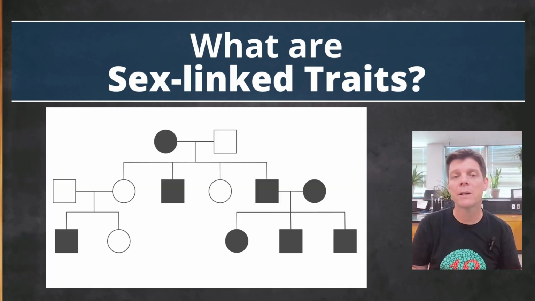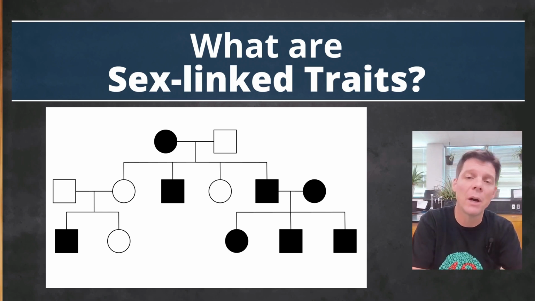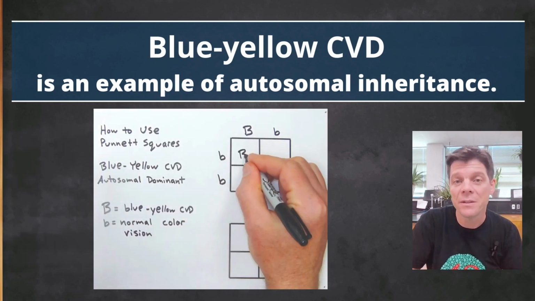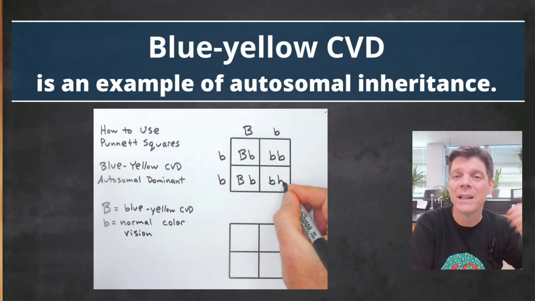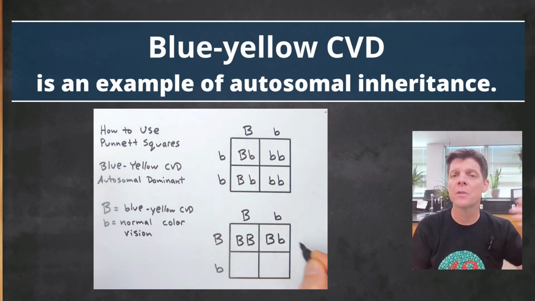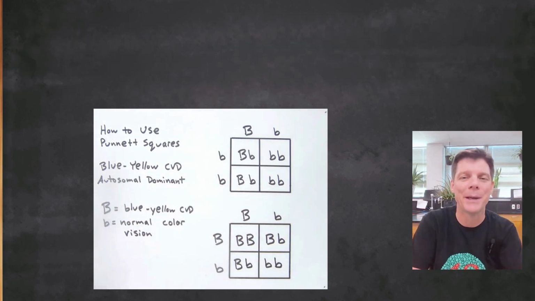By studying pedigrees, we can see these patterns emerge across generations. Blue-yellow color vision deficiency, on the other hand, is inherited differently. Since that gene is located on chromosome 7, it's not sex-linked. That's why blue-yellow color vision deficiency shows up equally in males and females.